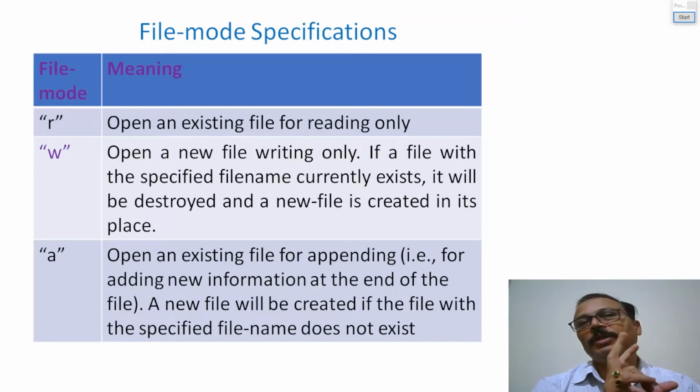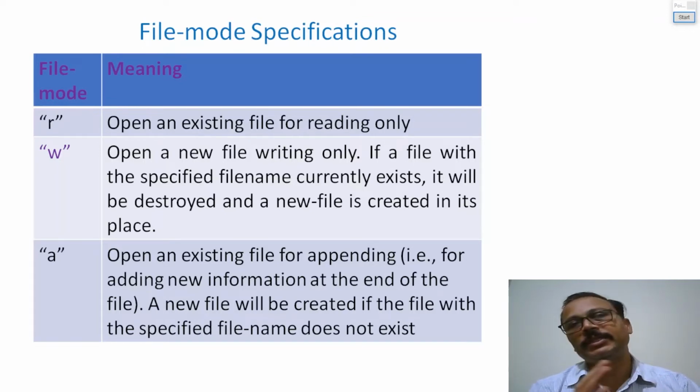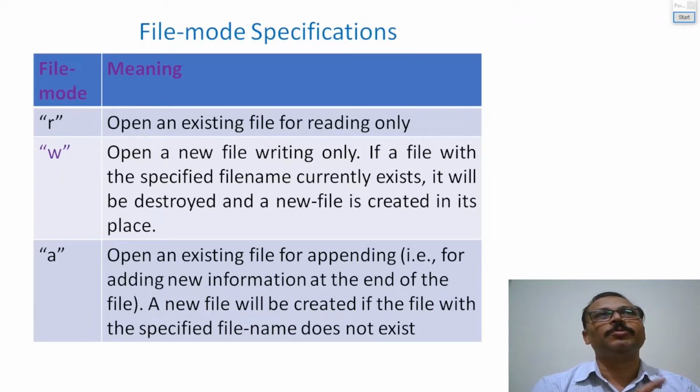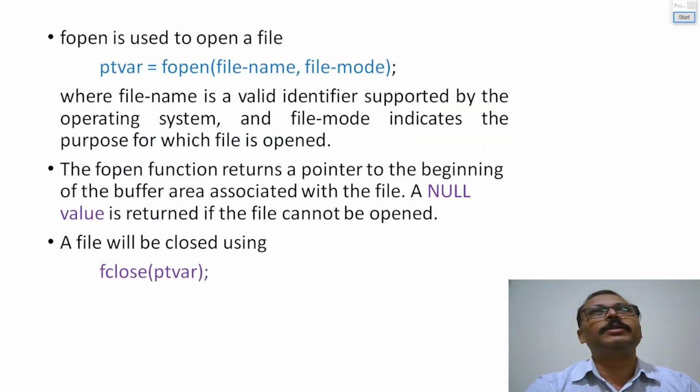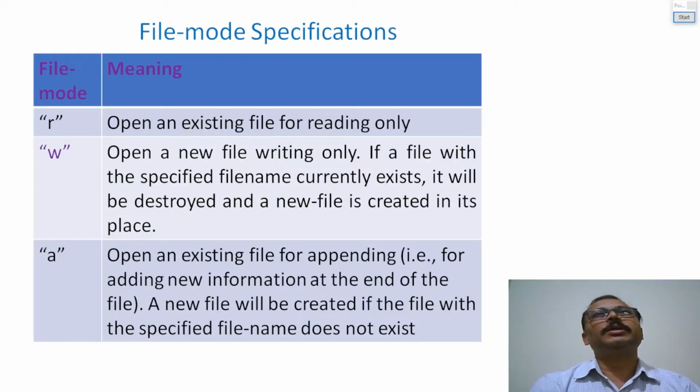These are the modes for a text file. We'll discuss similar modes for binary files also. If at the mode point you write r within the double quotes, that means you are opening the file for reading only. Next is w. If you write w, you are opening a file for writing only.